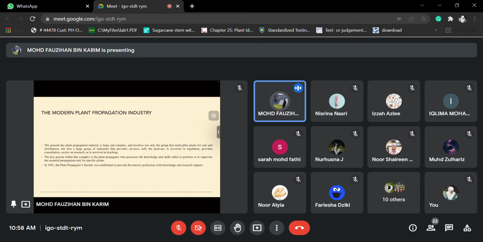The key person within this complex is the plant propagator who possesses the knowledge and skill either to perform or to supervise the essential propagation tasks for specific plants. Okay, so for example, the bromeliad industry. Bromeliad industry is about the bromeliad plant, the pineapple plant, the pineapple family. Okay, pineapple is under the bromeliad family. The bromeliad family is very wide, and people usually like its flowers, its shape, and the colours.